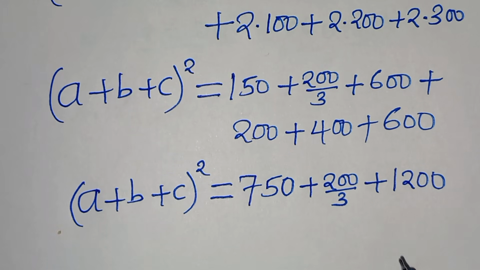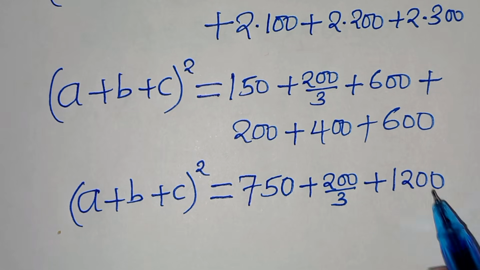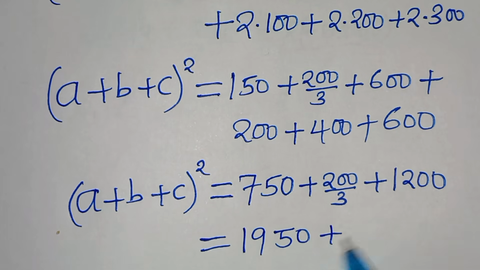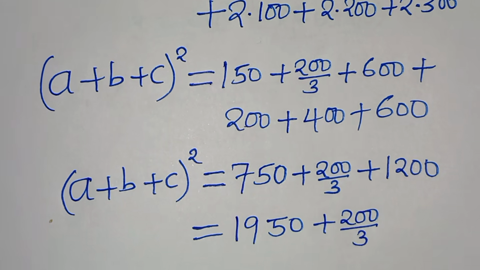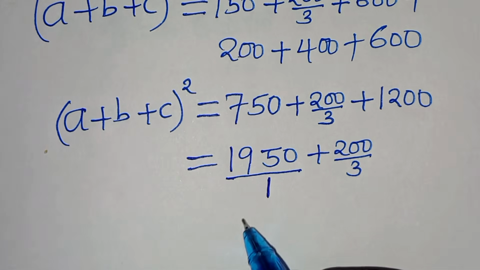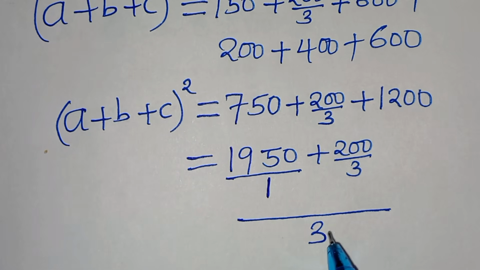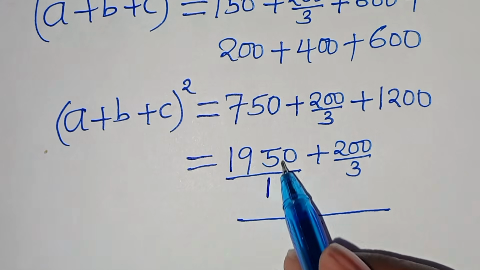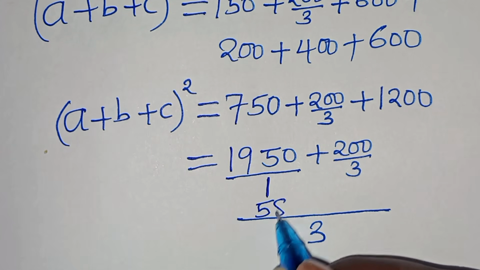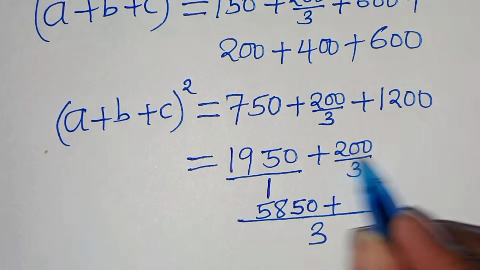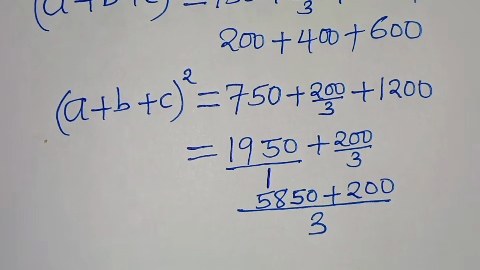Now, this means that we have 750 plus 1200, this is equal to 1950 plus 200 divided by 3. Now, since 1950 is a whole number, so this is over 1, we have that the LCM is 3. Then we have 3 divided by 1, this is 3, times 1950, this is equal to 5850, then plus 3 divided by 3 is 1, 1 times 200, this is 200.